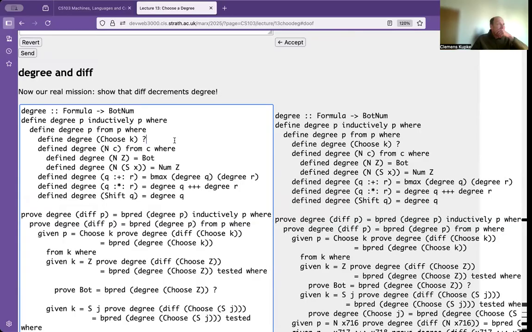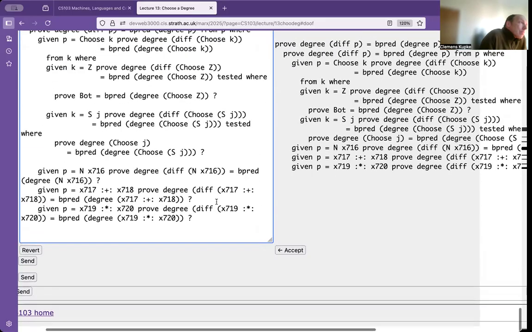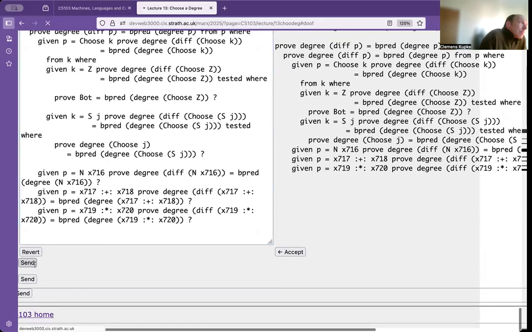So I'm going to make the proposal that the degree of choose K is K, right? Choosing 0 constant, choosing 1 linear, choosing 2 quadratic. So it's this straightforward, that the degree of choose K is K. And I hit send.